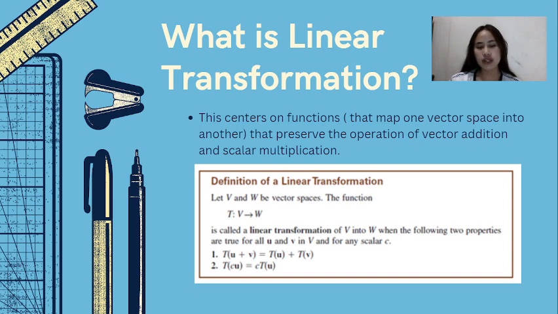Number 2 is scalar multiplication: T(cu) = cT(u). This property states that the transformation of a scalar multiple of a vector is equal to the scalar multiple of the transformation of the vector. In other words, the function preserves scalar multiplication.